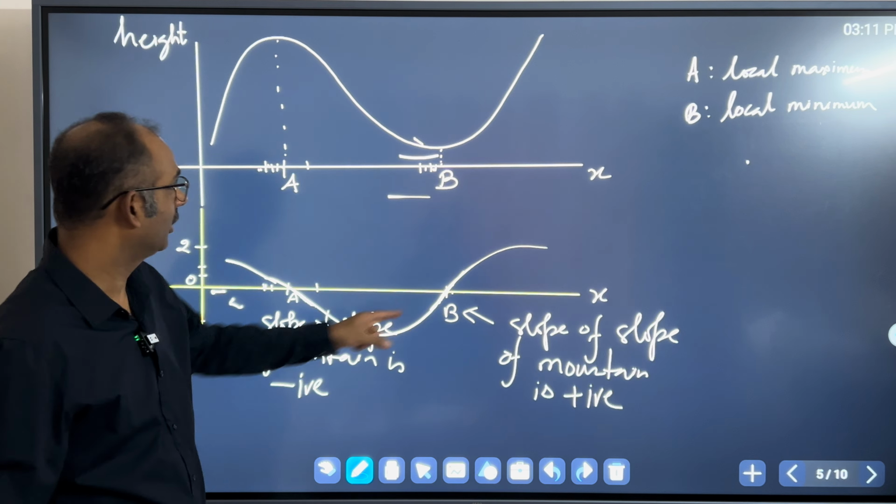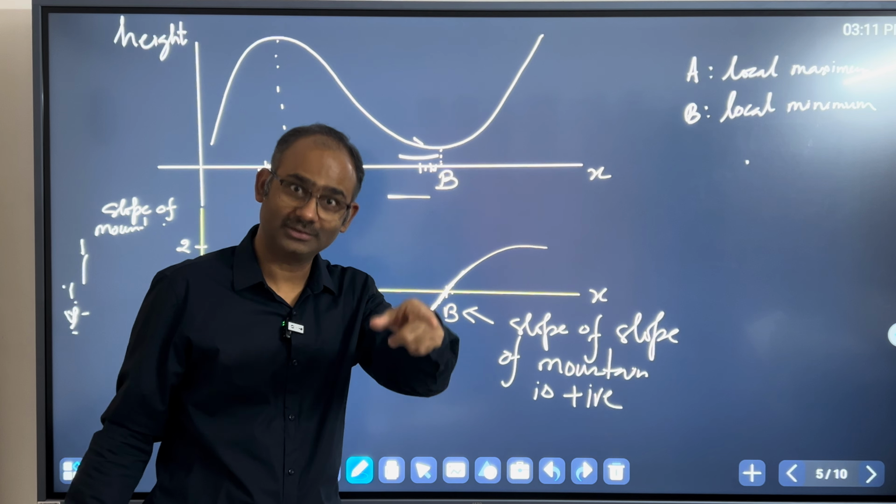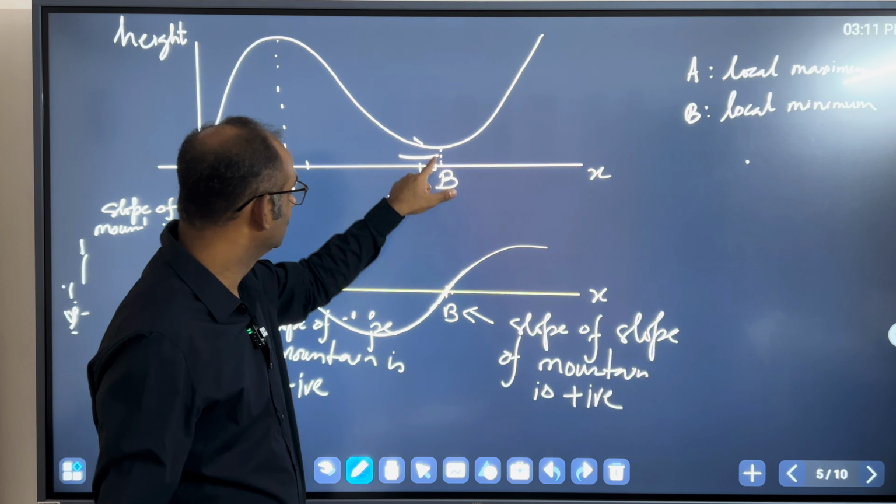We had a local maximum, and you see the slope is negative, right? And for a local minimum, of course, sorry, not the slope, slope of the slope. Slope has to be 0, it's flat here, locally it's flat, horizontal. But if you look at the slope function, this is giving the slope of this. The slope of the slope is positive. Okay, that is what we had talked about last time.